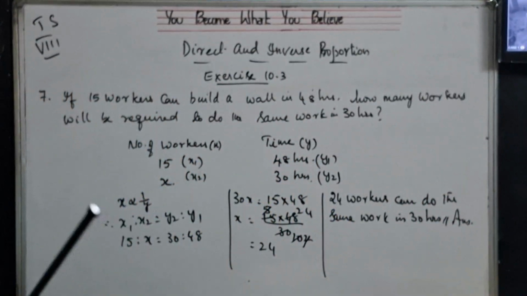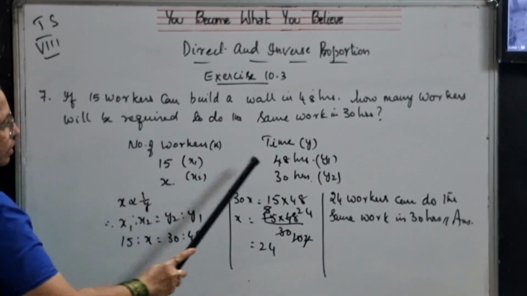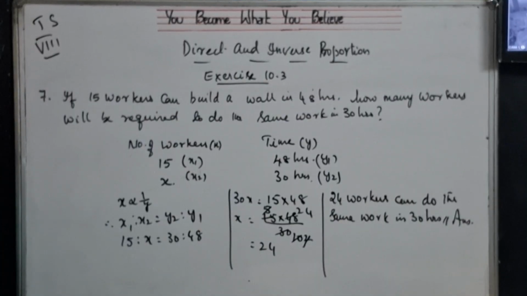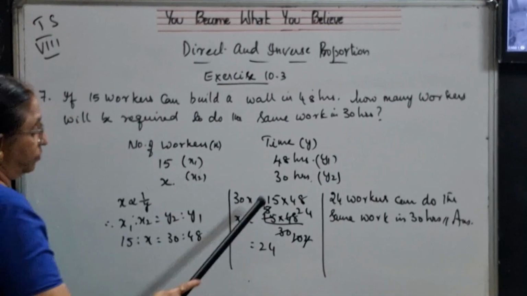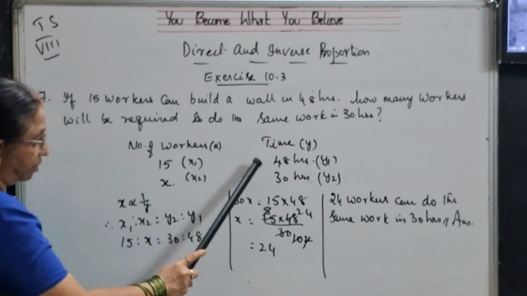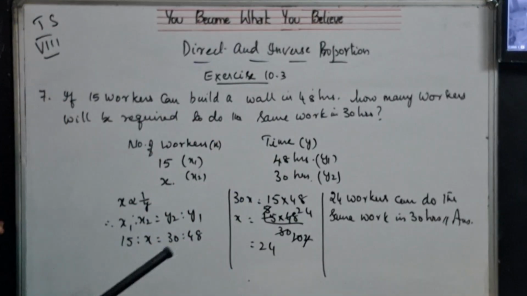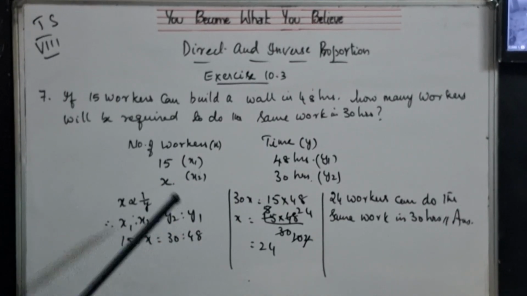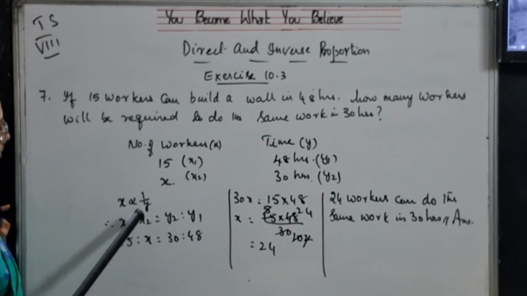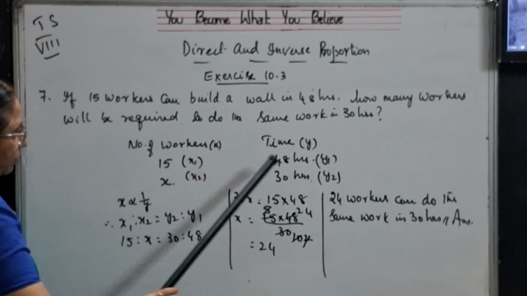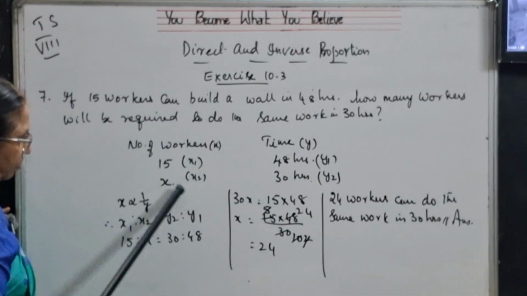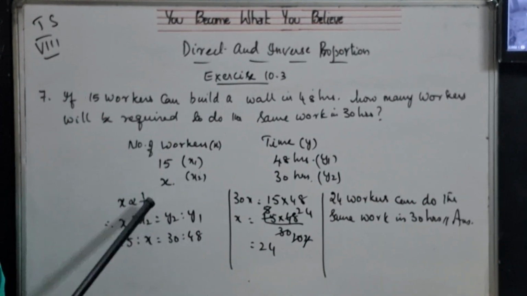So the problem is 15 workers are taking 48 hours to do the work. If in 30 hours, that means reduced time, lesser time. They have no time, so they wanted it to be finished earlier. So in 30 hours, it has to be finished. How many workers are needed? So 15 workers, 48 hours, and 30 hours means how many workers?